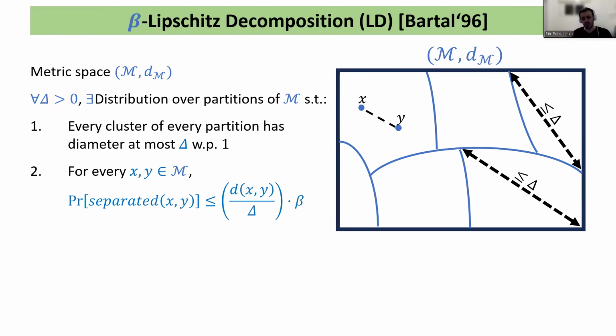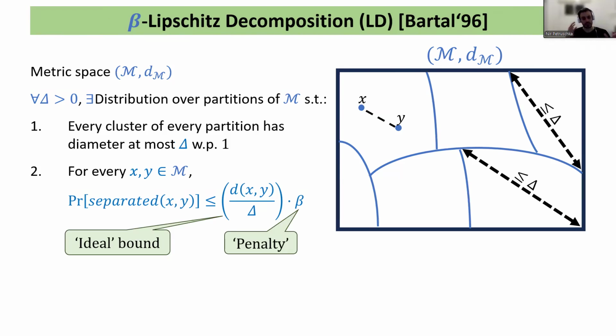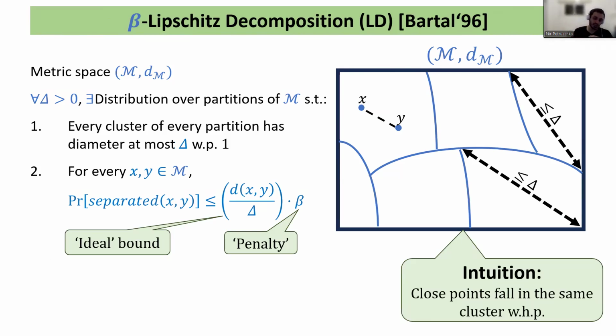And usually, we think of the first term as being some sort of an ideal bound, as if the distance between the points is more than delta, they must be separated by this decomposition. So we can't have any guarantees regarding the probability of separation. And the second term is some sort of a penalty which we wish to minimize. The general intuition is that close points fall in the same cluster of this decomposition with high probability. So we want to decompose the metric space into clusters of low diameter such that this property holds.